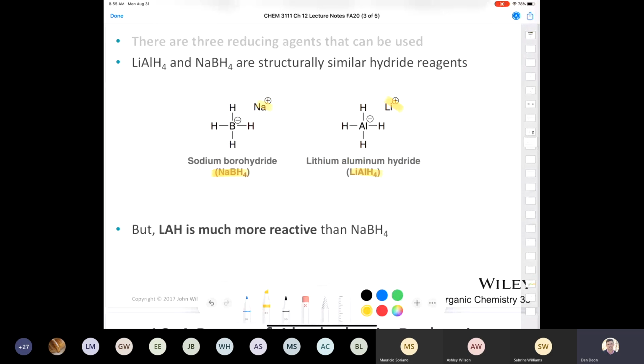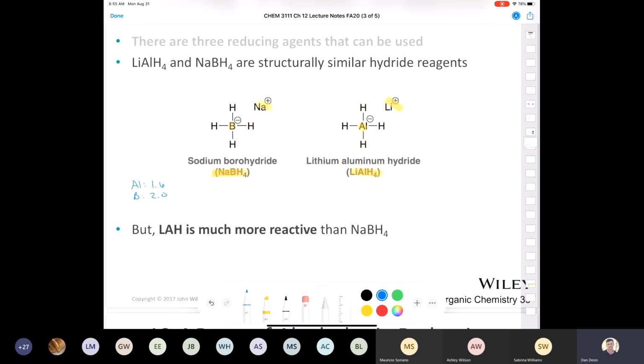Well, there is a difference between them. The difference is based on the two cations, their Lewis acidity, and also the central atom in the hydride. Aluminum is more electropositive, or less electronegative. Aluminum has an electronegativity of around 1.6, and boron, I think, is 2.0, something like that.